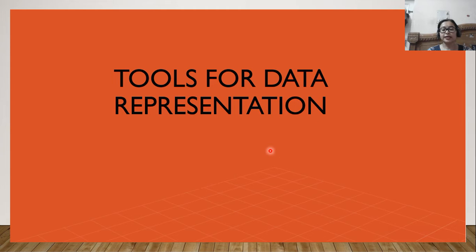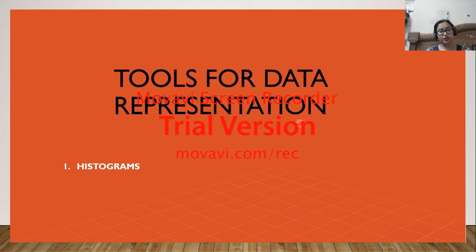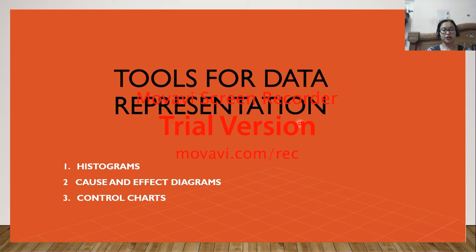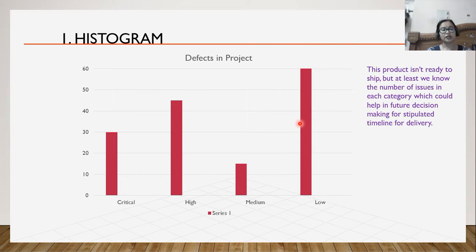There are four basic tools for data representation. First being histograms, cause and effect diagrams, control charts, and scatter diagrams. First of all, we will look into detail into the histograms.